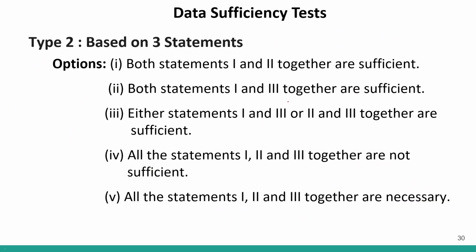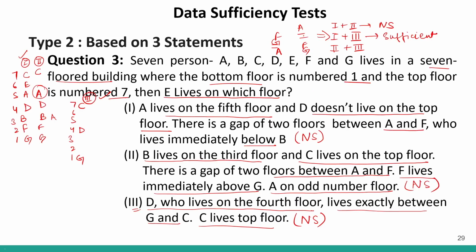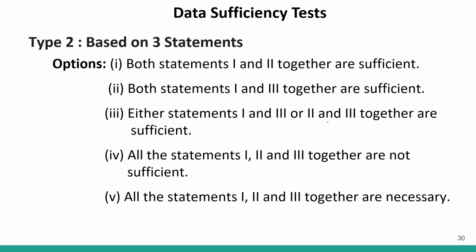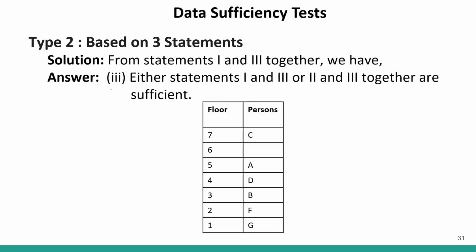So if I look at A's position, the only remaining position is E. So with 2 and 3 also it is sufficient, correct? So with 1 and 3 it is sufficient, with 2 and 3 it is sufficient, and with 1 and 2 it is not sufficient. So there are 2 possibilities. If I look at the options, I can see option number 3, that either statements 1 and 3 or 2 and 3 together are sufficient. So this will be my answer. Option number 3 will be my answer.